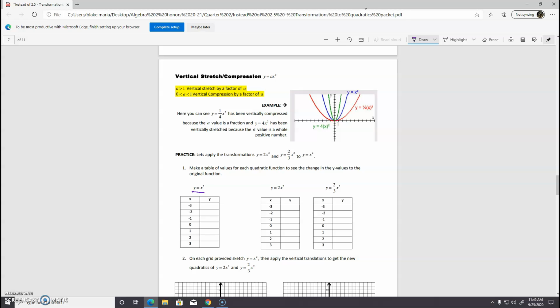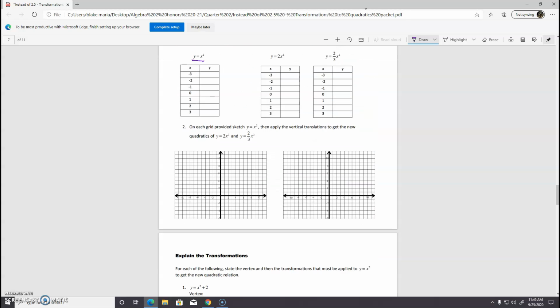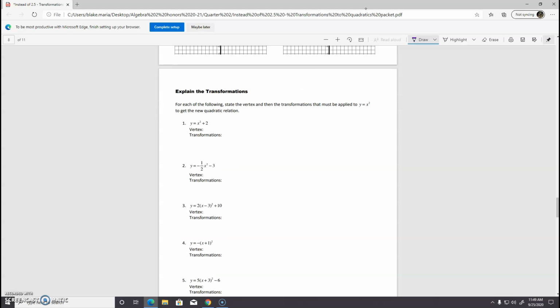And then graph them. Again, you should have 2 graphs on each, so you should have y equals x squared on here and y equals 2x squared. And then the last part, explain the transformations. So it says for each of the following, state the vertex. So we want to state the vertex.